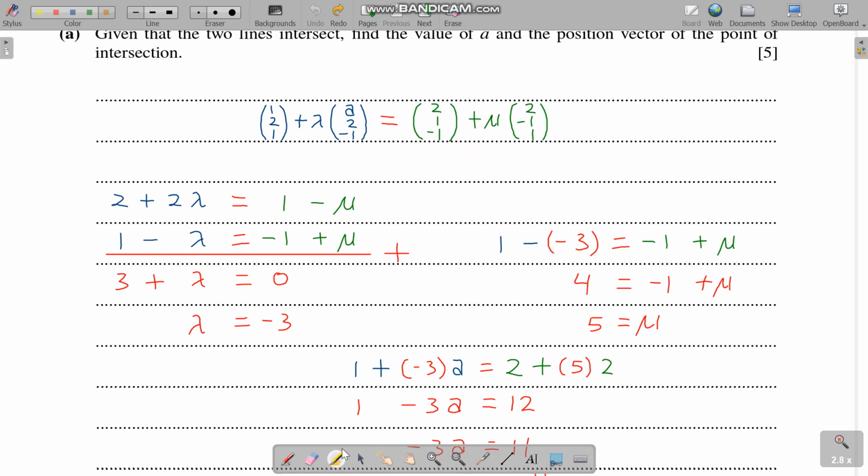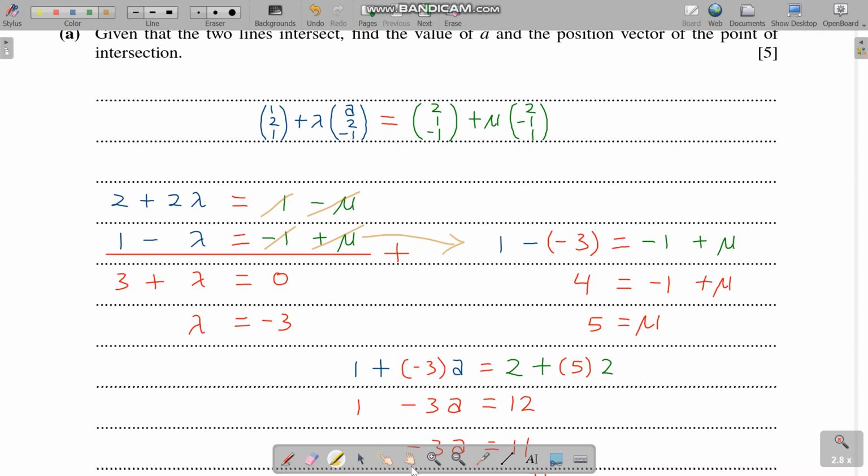So here we can just add both equations. We can just eliminate the mu and also the 1 actually. So we add, we get 3, add, we get 1, add, we get 0, so lambda must be minus 3. After we find lambda, we can plug in to one of the equations. Using the second equation, replace lambda with minus 3. This is 4, so mu is 5.